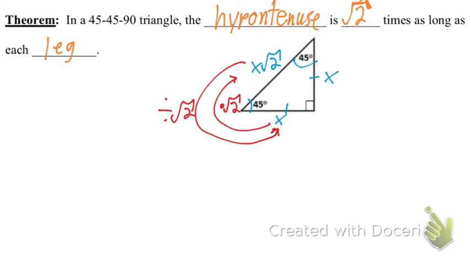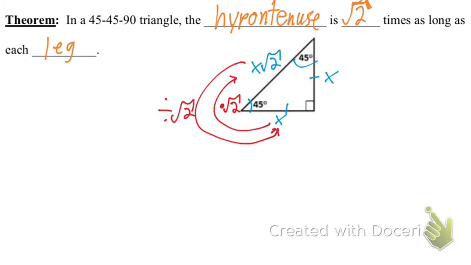Now, if you only know one side length, is that enough to find the other two? In this type of triangle, yes. In our other triangles, we needed 2 side lengths of a right triangle to find the third. In a 45, 45, 90, if you know one, you can find the other 2. I want everyone to draw this exactly like I have it.